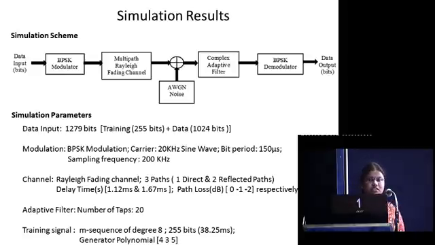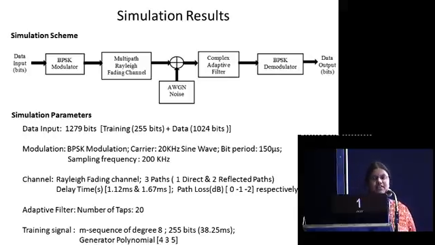Here, for simulating this filter, I have used a data input of 1279 bits, in which 255 bits are used only for training. That is, these 255 bits of sequence will be known to the filter, and the filter trains itself on that sequence. After that, the training is over, and then the filter is run for the next 1024 bits which follow this training sequence. The modulation is BPSK modulation. I have used a 20 kHz carrier wave and 200 kHz sampling.